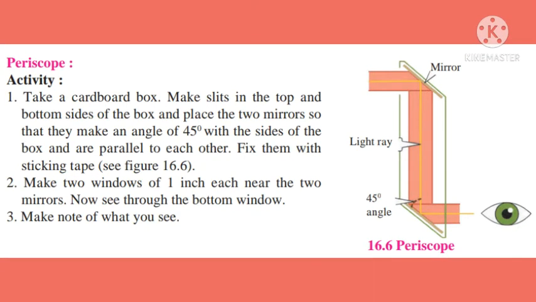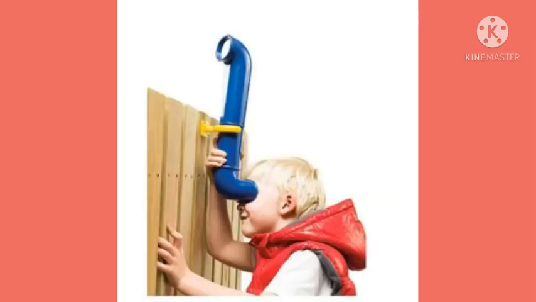Periscope activity. Take a cardboard box, make slits in the top and bottom sides of the box, and place 2 mirrors so that they make an angle of 45 degrees with the sides of the box and are parallel to each other. Fix them with sticking tape as shown in the picture. Make 2 windows of 1 inch each near the 2 mirrors. Now see through the bottom window. Make note of what you see. From the bottom window, one can see what is in front of the top window.